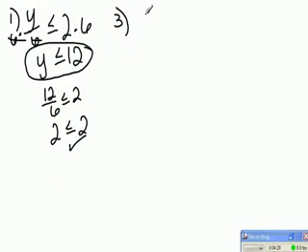Number 3. We have 3/5 h is greater than or equal to negative 3.